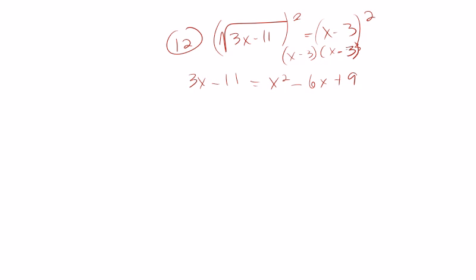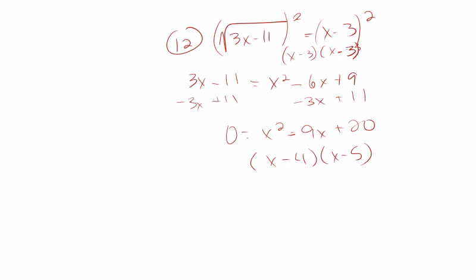There's a pattern to that, guys. You square the first number, square the last number, and then multiply this one times 2. Just FYI. And then I'm going to move these over. So minus 3x plus 11, plus 11. So then I have 0 equals x squared minus 9x plus 20. So that's x minus 4, x minus 5. So x is 4 and x is 5.